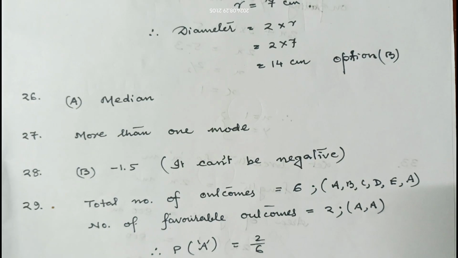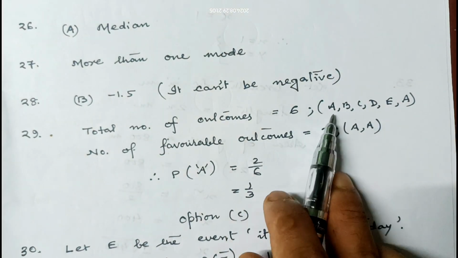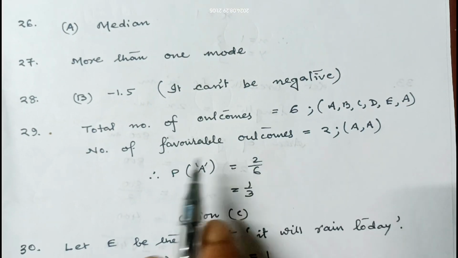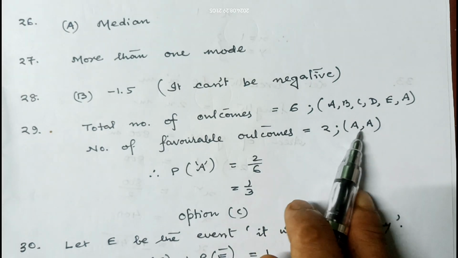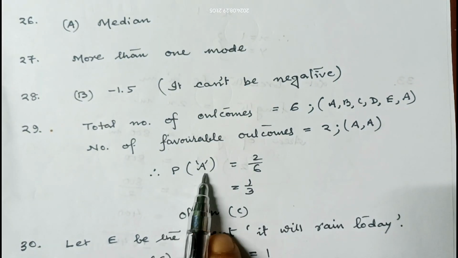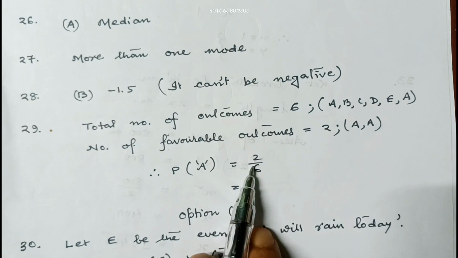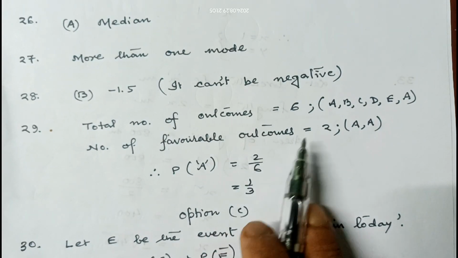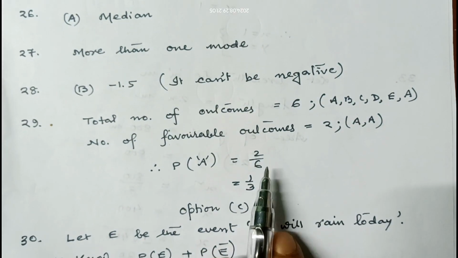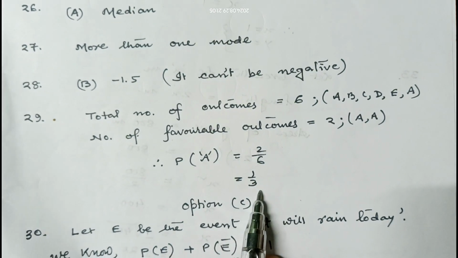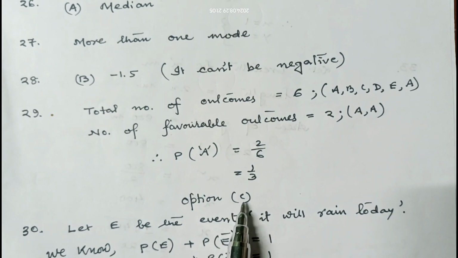Here it is given that total number of outcomes is 6: A, B, C, D, E, A. And number of favorable outcomes is 2 because there are 2 A's. So probability of A, we know, is number of favorable outcomes by total number of outcomes. Here favorable outcome is 2 and total outcome is 6. So 2 by 6 which will give 1 by 3. So option C is the correct answer.